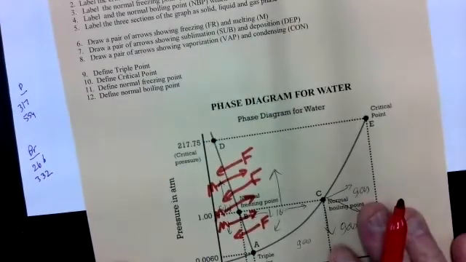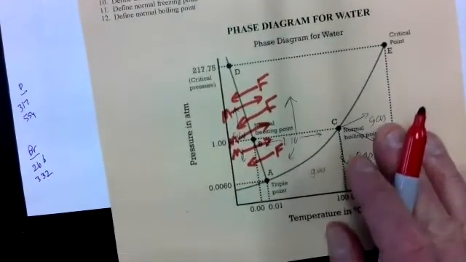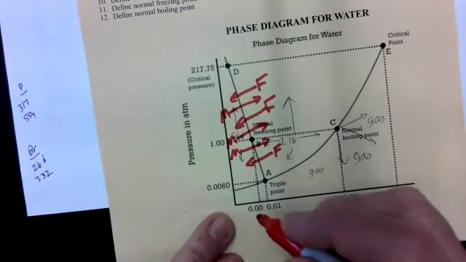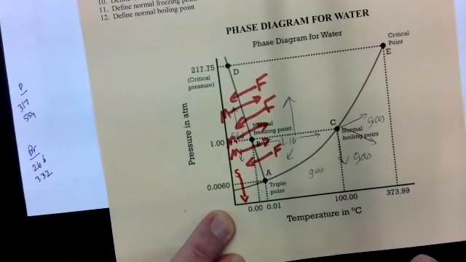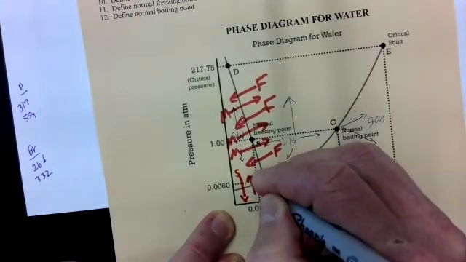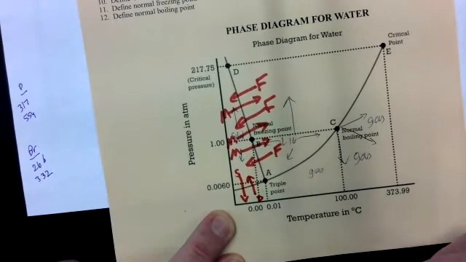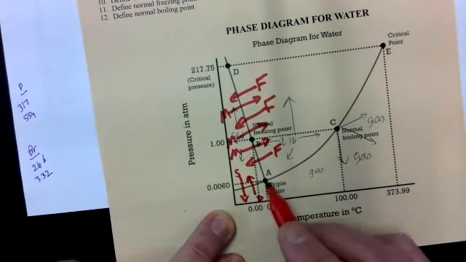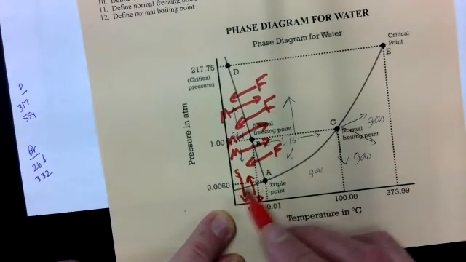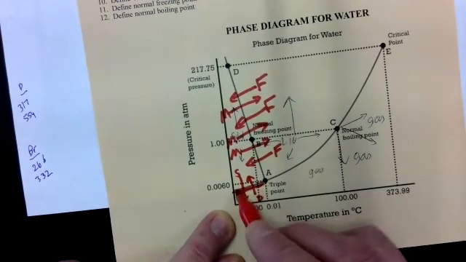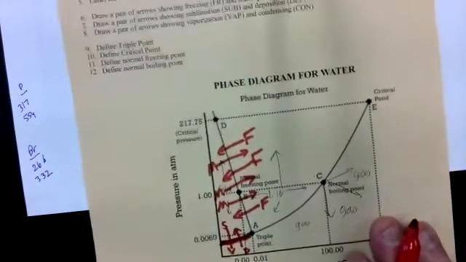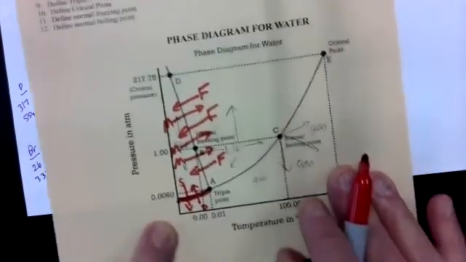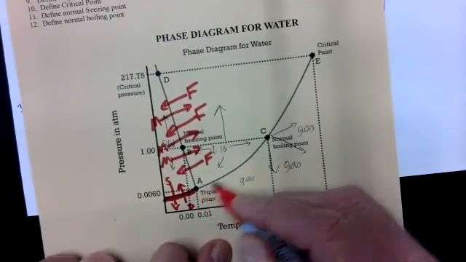The next thing it says, sublimation and deposition. Now, sublimation is when a solid becomes a gas. So that would be sublimation. And deposition is when a gas becomes a solid. So there's not a lot of room, but this whole section right here, from here to here, that's the sublimation deposition curve.